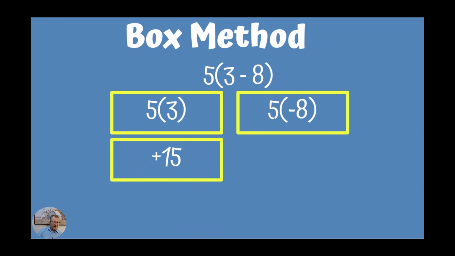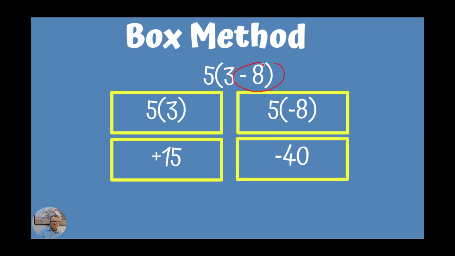5 times negative 8. Some of you people out there didn't say negative, but you got to remember that minus is also a negative 8. So when you got inside your parentheses here, these numbers go together. So a positive times a positive is a positive. 5 times 3 is 15. Positive times a negative is a negative. So we know this number here is going to be negative.